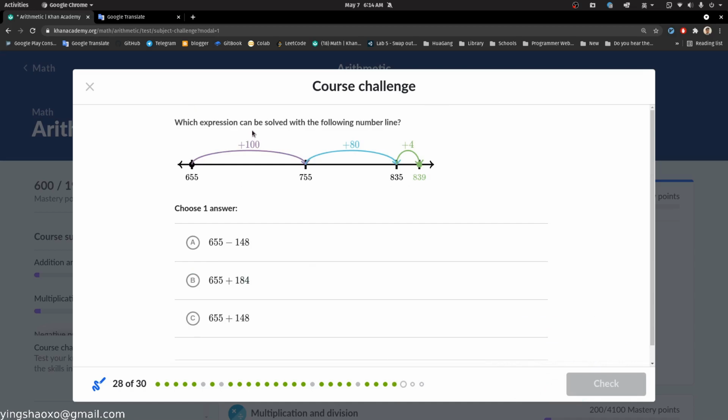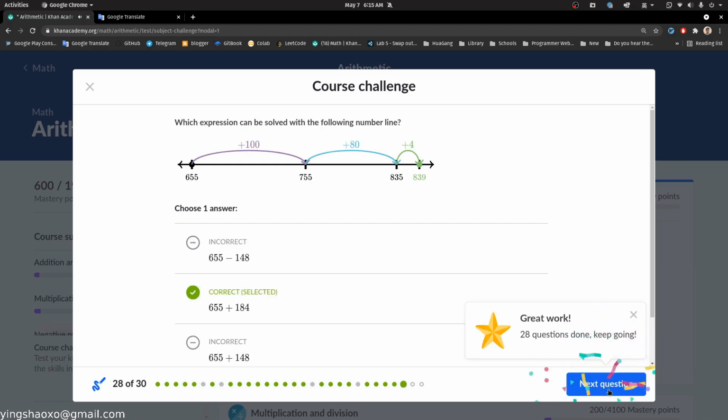Which expression can be solved with the following number line? Well, if we add the first number to 184, we could get the answer, which is 839. And we get it right.